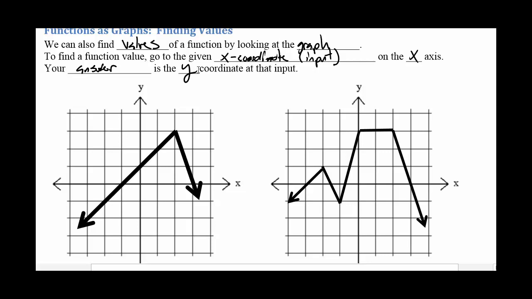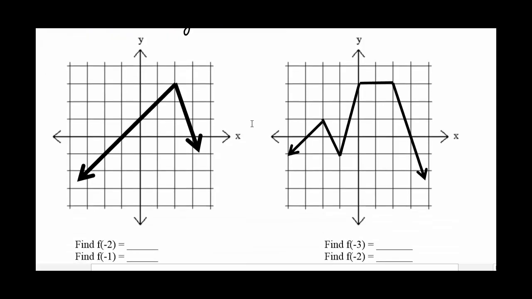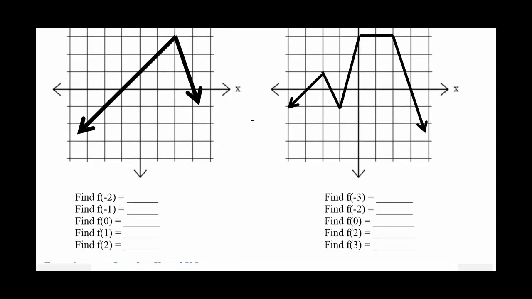Okay, so let's look at some illustrations here. Here we've got two pictures. We've got a set of function values I want to find. So let's start off with f of -2. So f of -2 means I want to come over here to -2 on the x, and I want to go down. So that would be the ordered pair -2 comma -1. So the functional value at that point is -1.